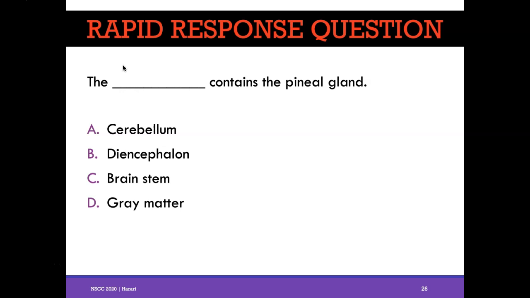What contains the pineal gland? Which part of the brain? So pause here. Answer is B, the diencephalon, includes the pineal gland, specifically the epithalamus of the diencephalon.